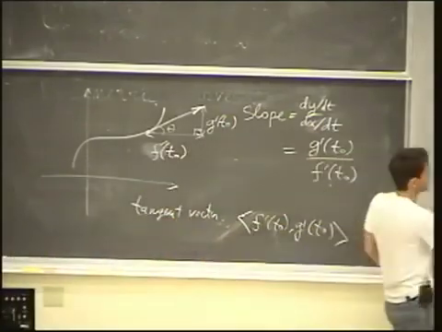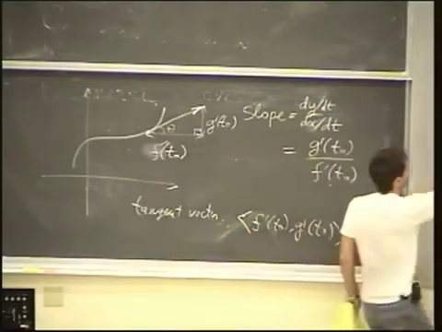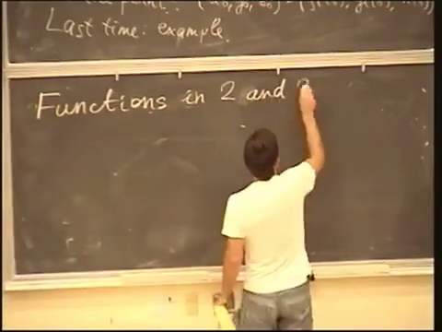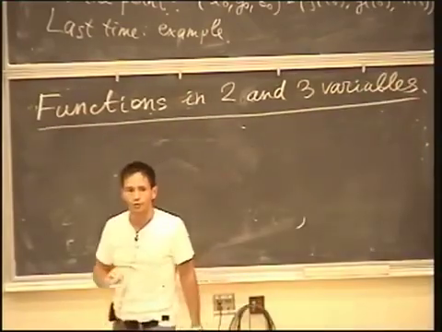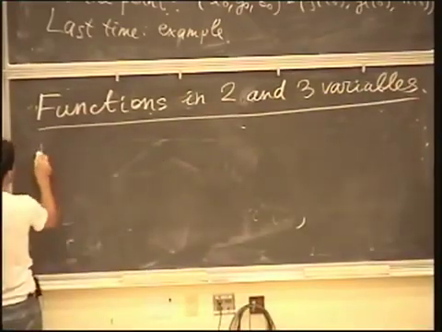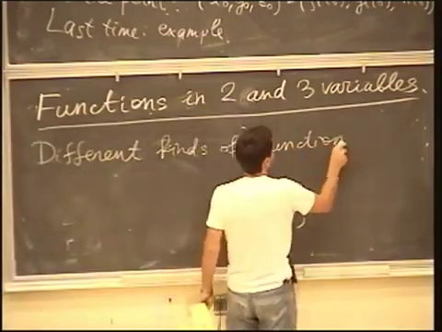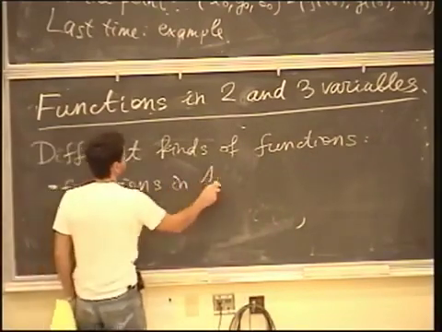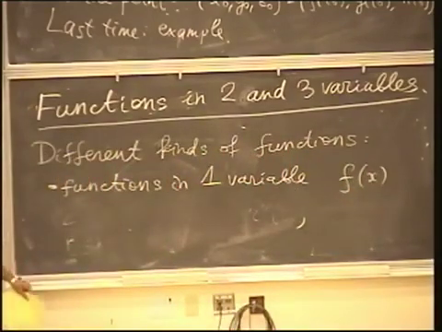And now I want to talk about functions in 2 and 3 variables. So the next topic is functions in 2 and 3 variables. In fact, I would like to put it in a more general context. Up to now, we have talked about different kinds of functions. We have talked about functions in one variable, which we usually write like this, f of x, like x squared or cosine of x or e to the x. This is a function in one variable.